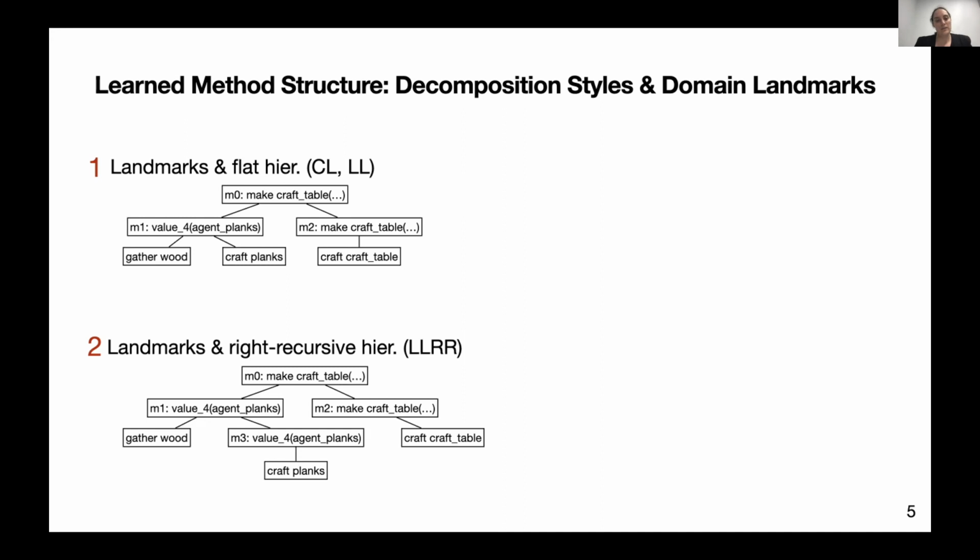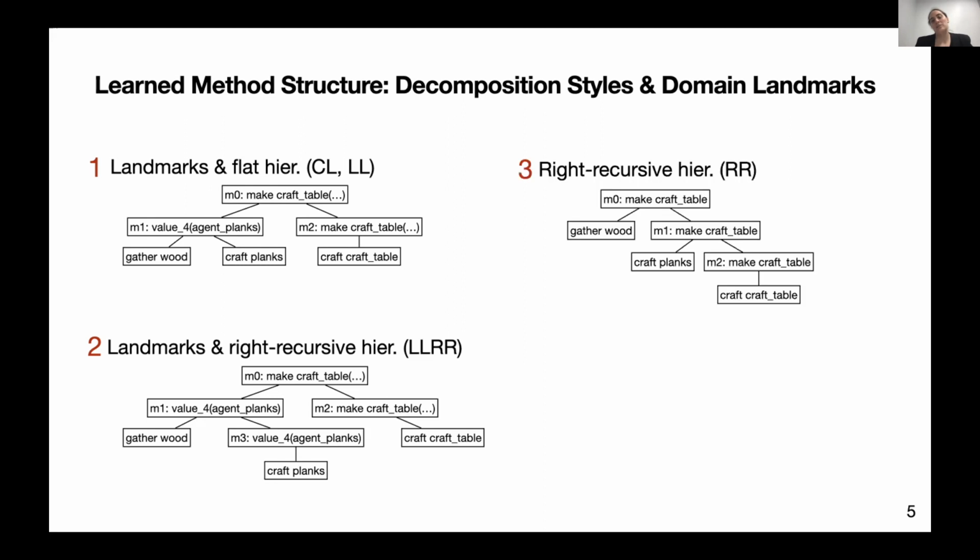The primary difference between these two structures is how the M1 method decomposes its rightmost subtask. In the first structure, we decompose directly into the primitive task, and in the second structure, we need another method in order to get to craft planks. It's not particularly obvious here because these are small examples to fit on the slide, but for larger problems, the right recursive components of the decomposition can get much larger, but it's difficult to fit that on the slide, unfortunately.